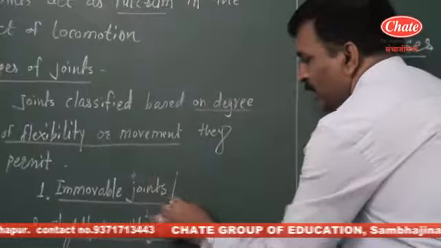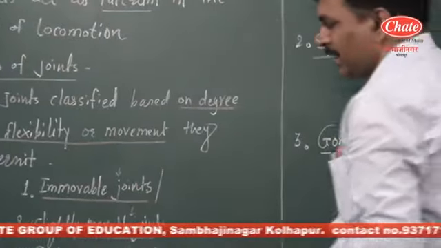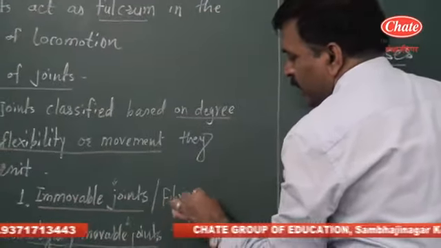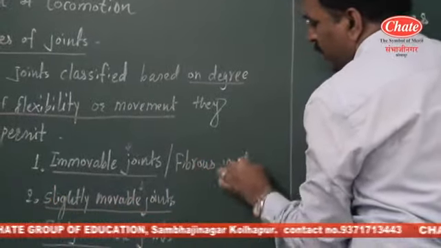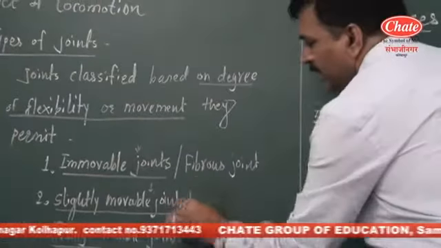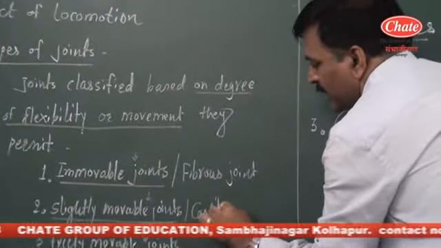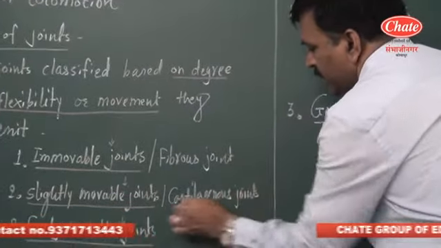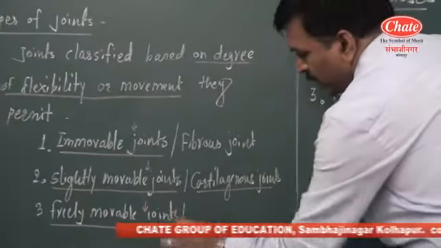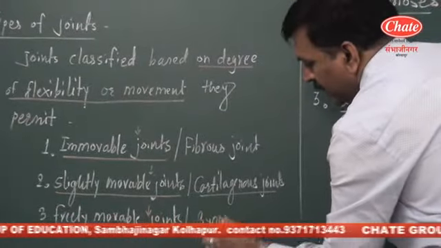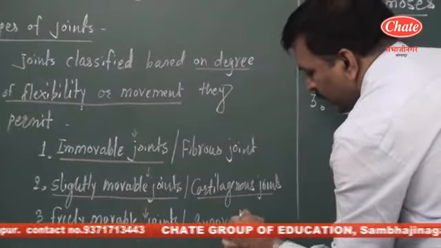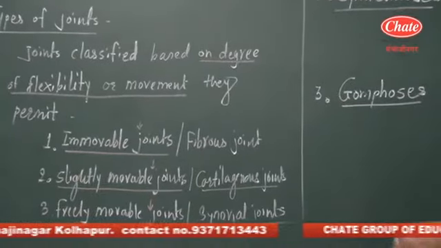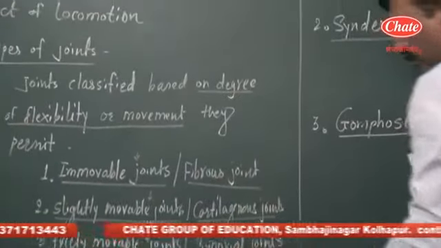Generally, in an immovable joint the connecting material is fibers, so it is termed a fibrous joint. While in a slightly movable joint, the connecting material is cartilage, so it is also termed a cartilaginous joint. While in the freely movable joint, the connecting material is synovial fluid, so it is termed a synovial joint. So: fibrous joint, cartilaginous joint and synovial joint.